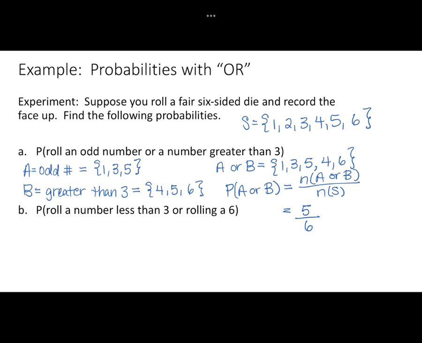What's the probability that I roll a number less than 3 or roll a 6? So here let's use C and D for my events. Let's let C be a number less than 3. What lives in C? I could roll a 1 or a 2. What are the outcomes in D? Well, D is rolling a 6. Are these two events mutually exclusive? Well, these two events have no outcomes in common, so we would say that they are mutually exclusive.